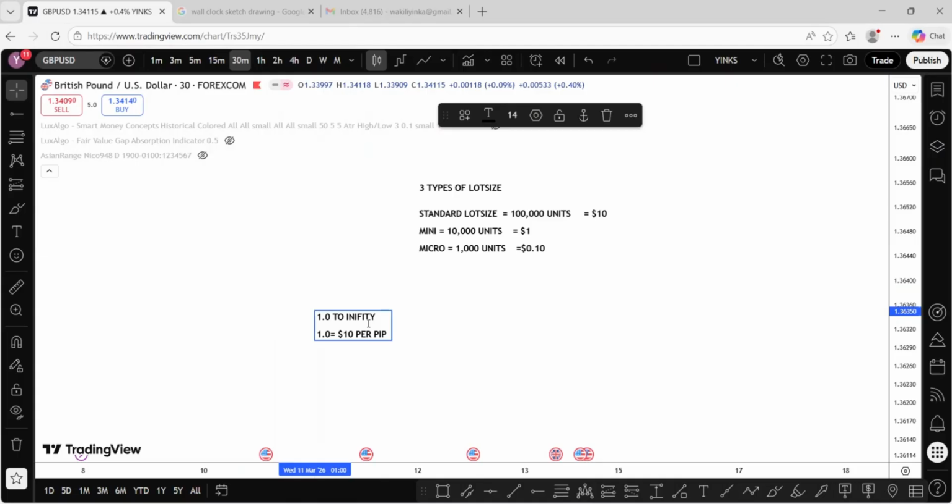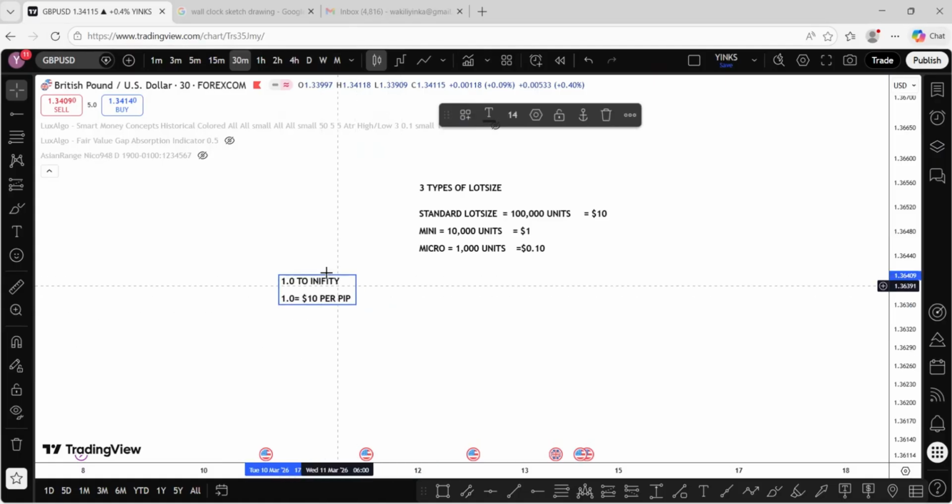1.0 equals $10 per pip, which means markets move either in your favor or against you. You either make or you lose $10. The same way it's going in your favor and you're making $10, if it's going against you, you're losing $10. Do you understand? So this is how this pip thing works. This is how to know the amount you are making per move, per pip, from your account.